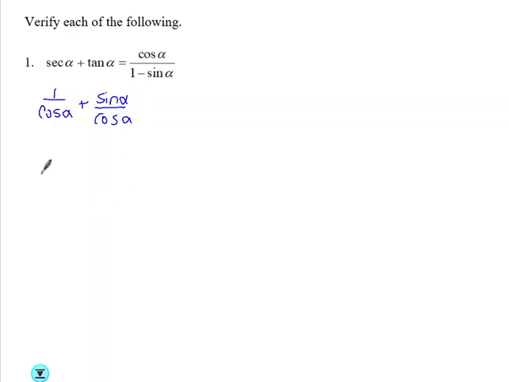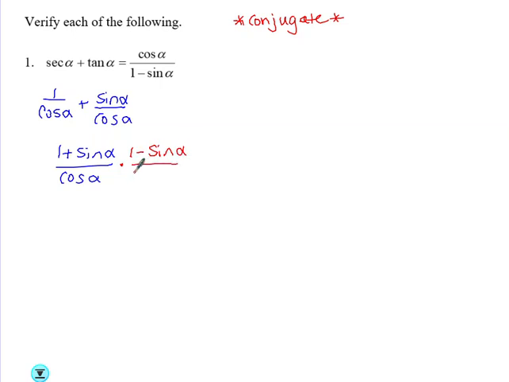Since both of these fractions have the same denominator, I can go ahead and add them together. So I have 1 plus sine alpha over cosine alpha. Here's where the new thing comes in. We are going to multiply by the conjugate. If you remember, the conjugate of 1 plus sine alpha is going to be 1 minus sine alpha. And I need to multiply on the numerator and denominator.